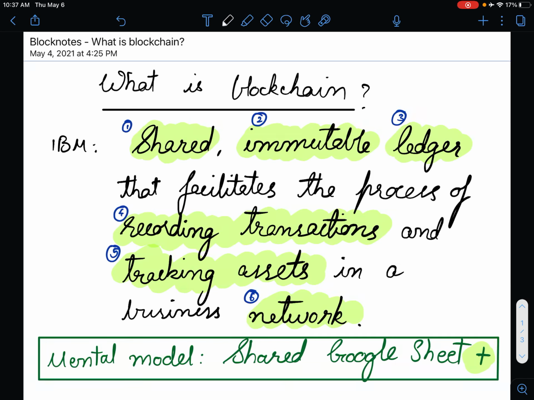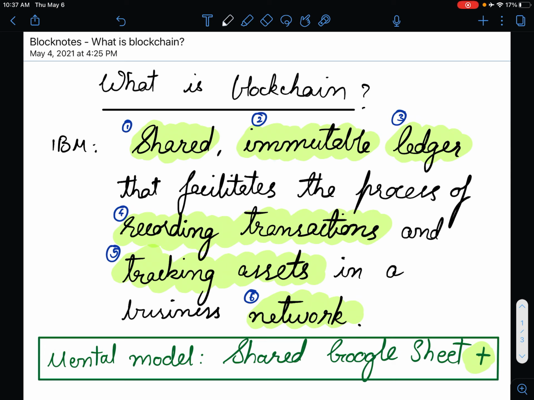What is a blockchain? IBM has a good starting definition that we can take apart. IBM says a blockchain is a shared, immutable ledger that facilitates the process of recording transactions and tracking assets in a business network. Now, there's a lot going on there, but there are several pieces that we can get into.